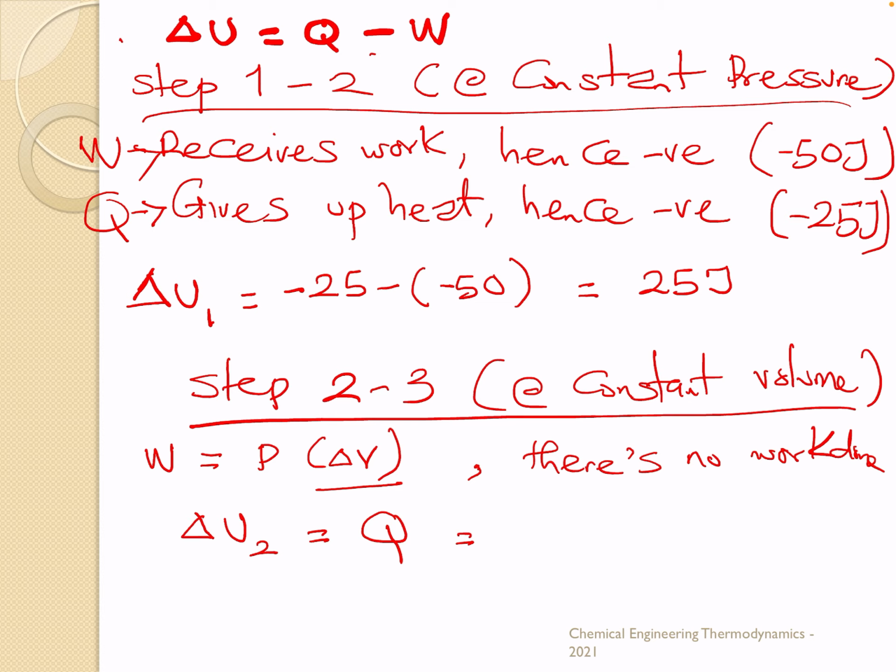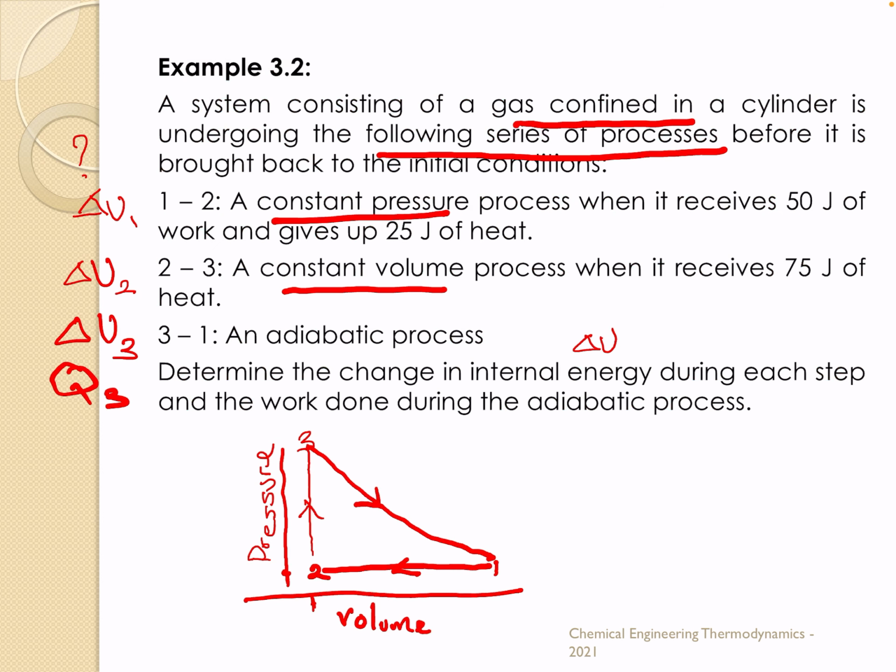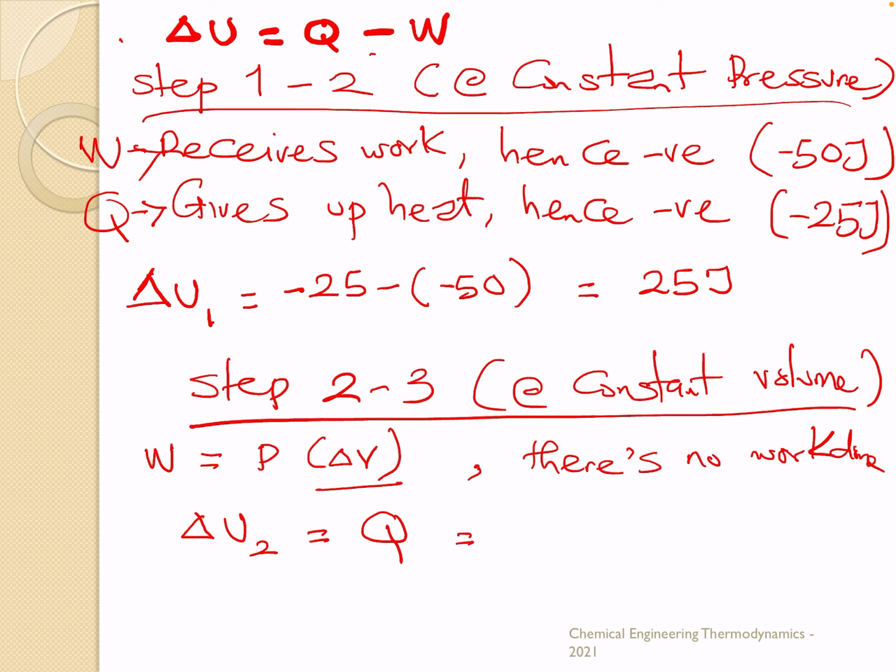So we've got the Q, and let's go back to the question. At constant volume, it receives heat at this point. If it's receiving heat, what is that? Positive Q. So that makes it 75 joules. So we've got that value, 75 joules.